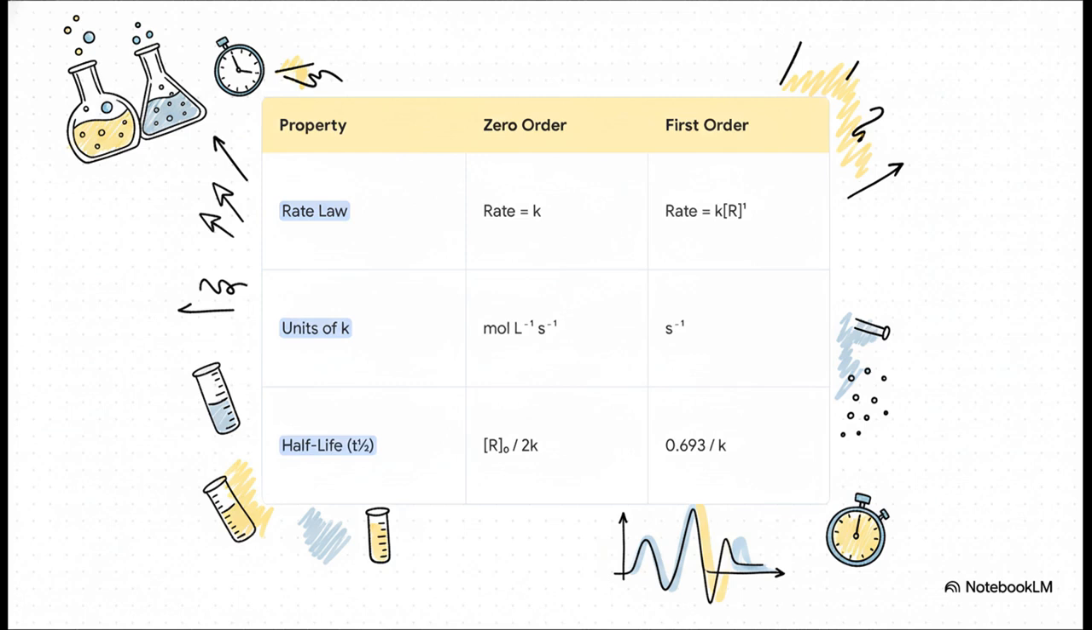Notice three critical things. 1. The rate law. For zero order, the rate doesn't change, but for first order, it totally depends on concentration. 2. Look at the units of k. I'm telling you, this is a classic giveaway on exams for finding the order. And 3. Memorize those half-life formulas. Notice how they're completely different for each order.